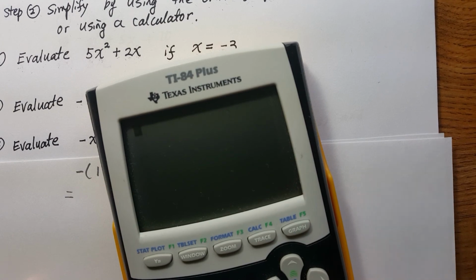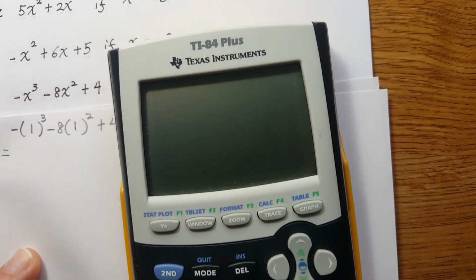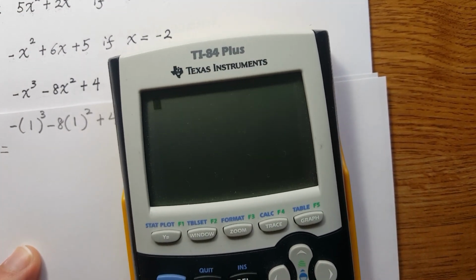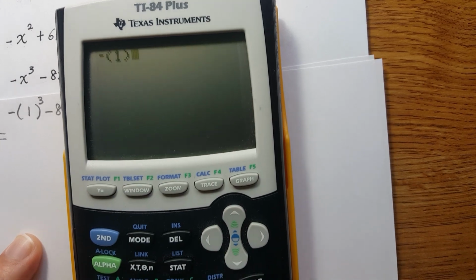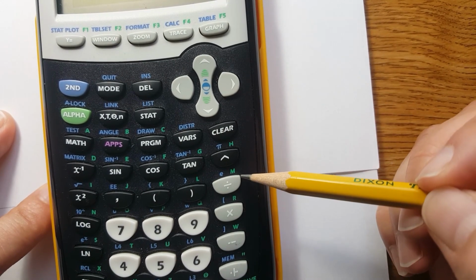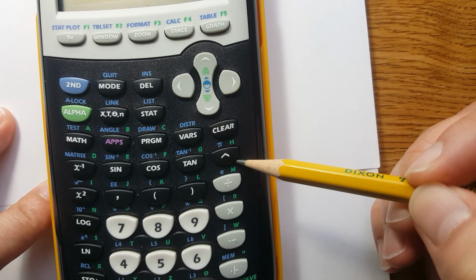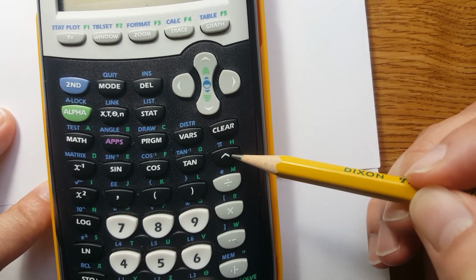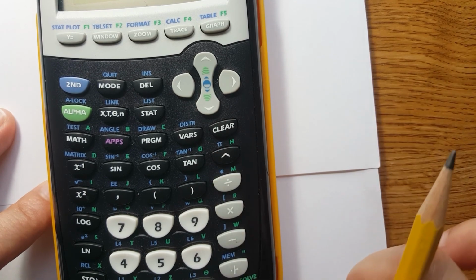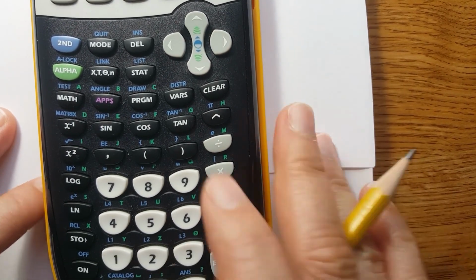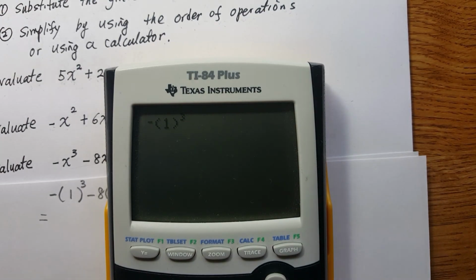Now we're going to use our calculator. We are going to type in exactly the same thing that we wrote over here. Negative parentheses 1. Now, how do you get the exponent to the third power? Look at here. Above the division symbol here, this is the cap symbol. When you press that, and then press the number 3, then you will see the exponent.